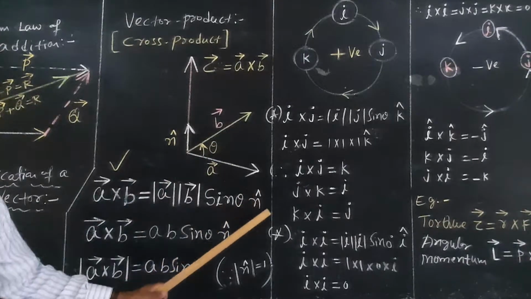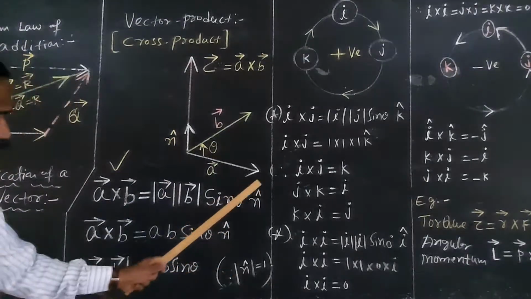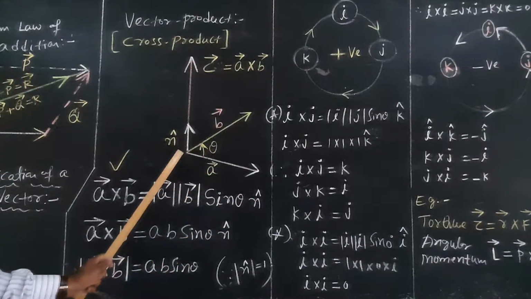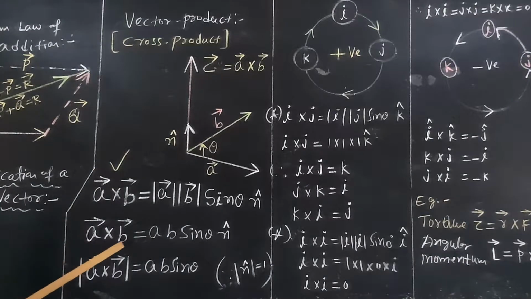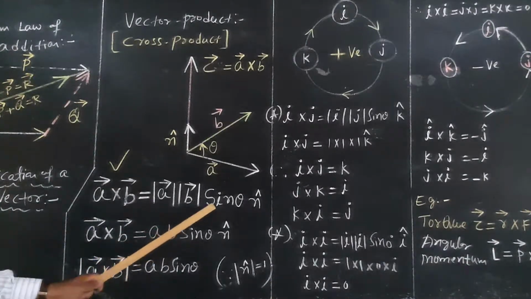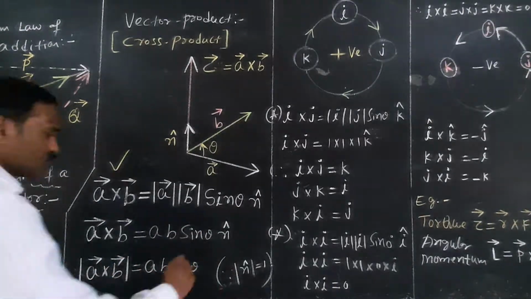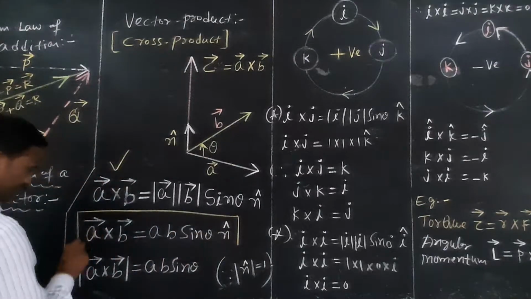N cap is a unit vector. What do you mean by unit vector? Whose magnitude is unity, which gives the direction of the resultant vector. So what is A cross B? Therefore vector A cross vector B is equal to magnitude of A, which is A only, magnitude of B, which is B only, sin theta into n cap. So this is the formula for vector A cross vector B.